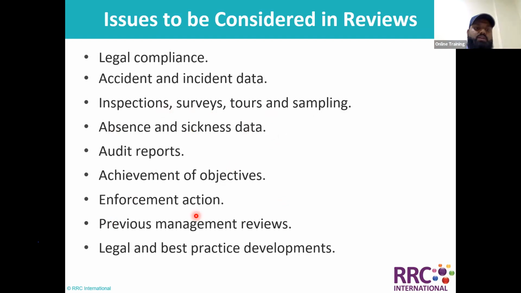Enforcement action: whatever enforcement actions were imposed on us, did we implement them fully, or do we still need some more improvement? Then what about previous management reviews? Did previous management give us some review? If their reviews were there, what were they? Maybe we find something beneficial for us. Then legal and best practice development: if we are on target, what more can we achieve?